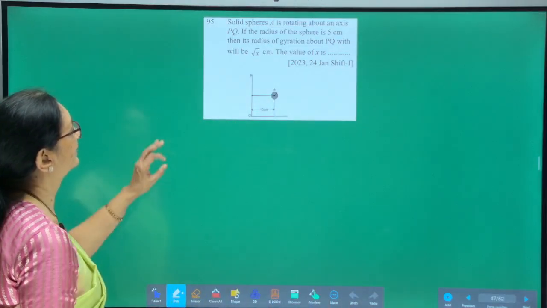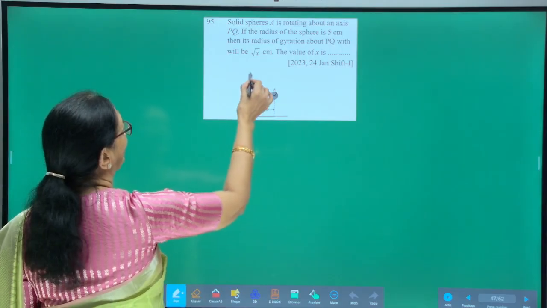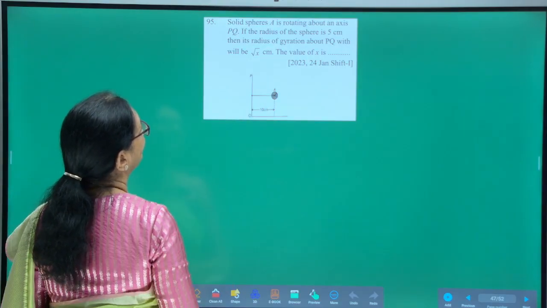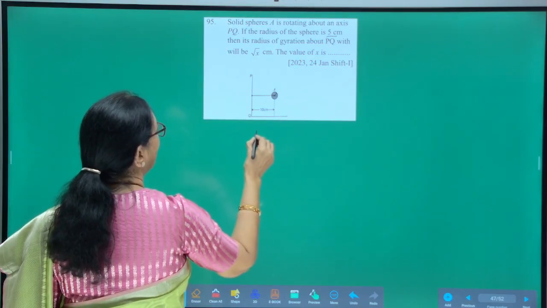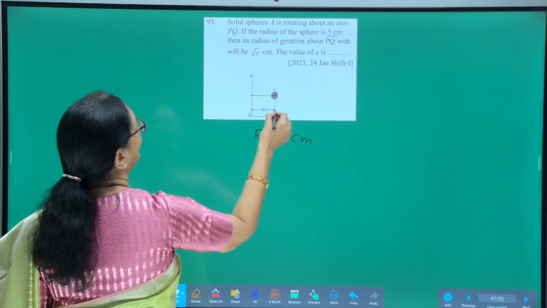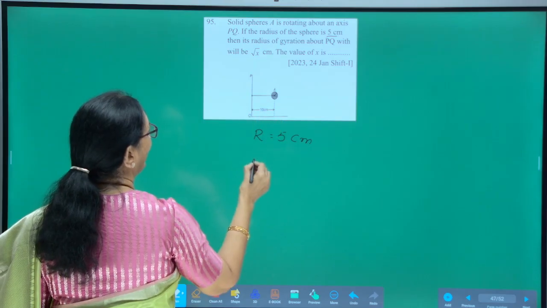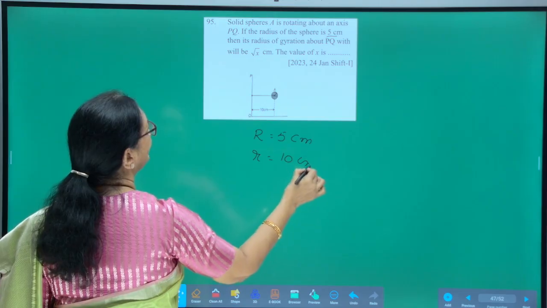Okay, go to this problem. A solid sphere is rotating about an axis PQ. This is the axis of rotation. The radius of the sphere is given as 5 centimeters and its perpendicular distance from the axis, small r, is equal to 10 centimeters.